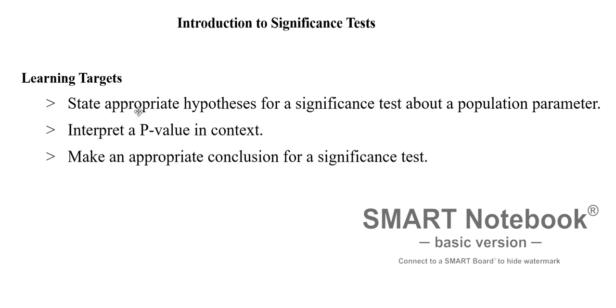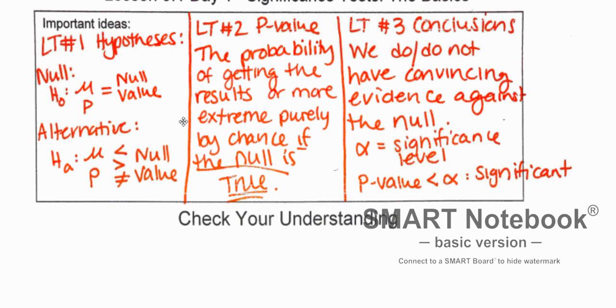What we're talking about today is how to state an appropriate hypothesis for a significance test about a population parameter, and interpret a p-value. What is a p-value and how do we interpret that? And make an appropriate conclusion for significance. So here are some notes if you want to jot them down.